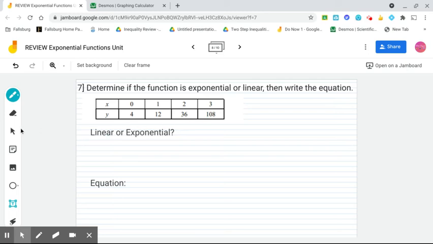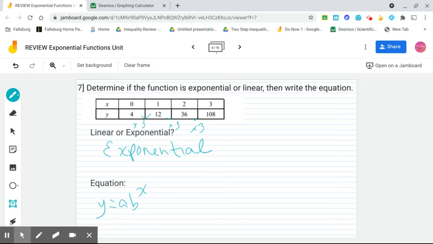So I can see 4 times 3 gets me 12. 12 times 3 gets me 36, and so on. I notice that I'm multiplying by 3. Therefore, it is exponential. Okay? And that exponential function is that standard form, which is y equals a times b to the power of x.